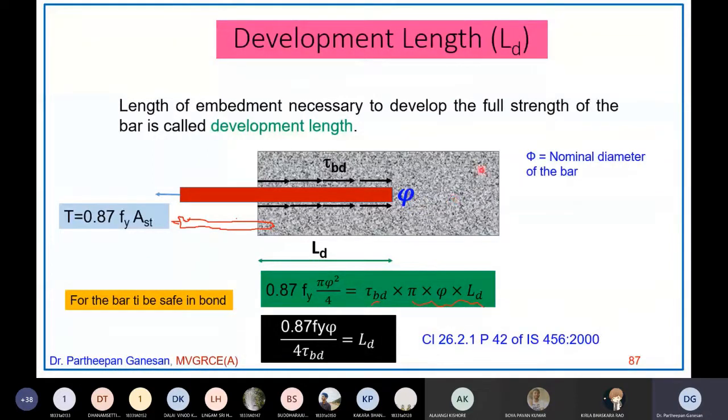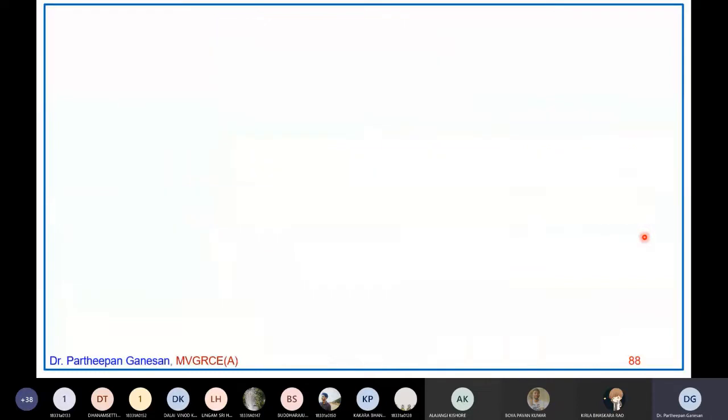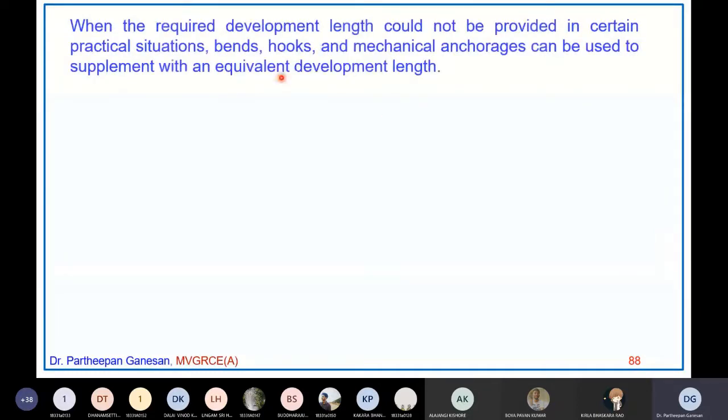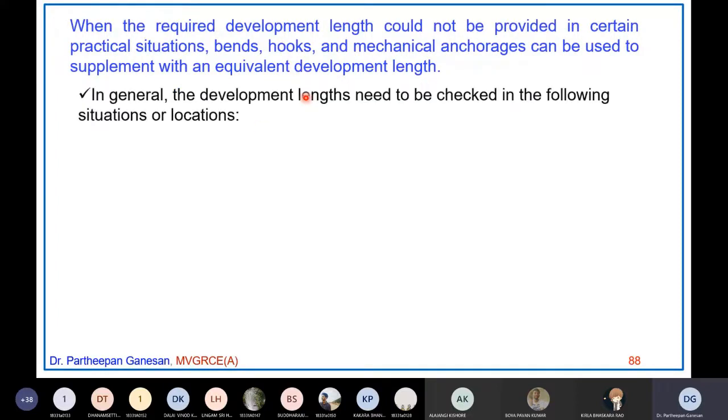Now, φ is the nominal diameter of that bar, and τbd is the design bond stress given in 26.2.1.1, pages 43 and 44. When the required development length cannot be provided in a practical situation, bends, hooks and mechanical anchorage should be used to supplement the equivalent development length. All this we will see while solving a problem.